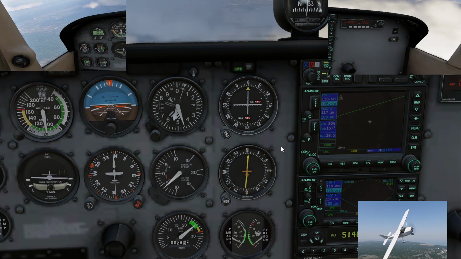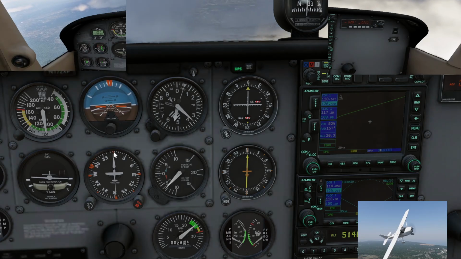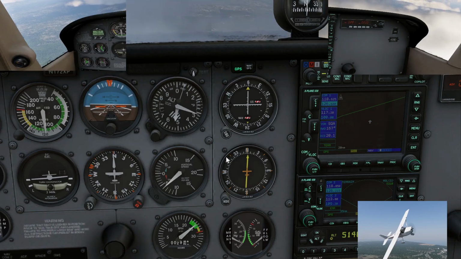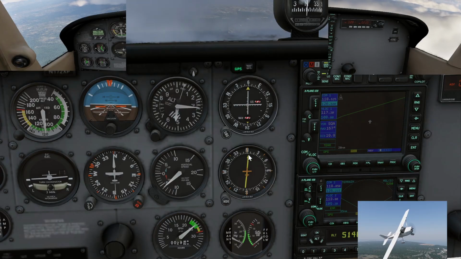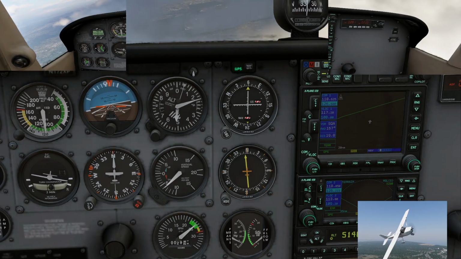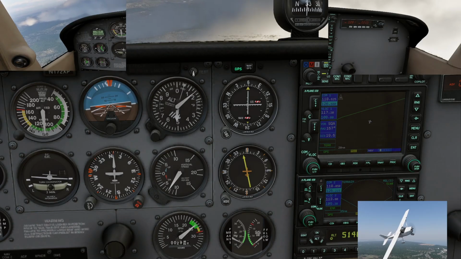Oop, we're getting a little blurred here. So there's 355, there's 357. Okay, we're going to actually fly this. So 357 with 0 degree deflection, we should be on course, but nope. I'm showing about 3 degrees to the right. I'm going to go 010.